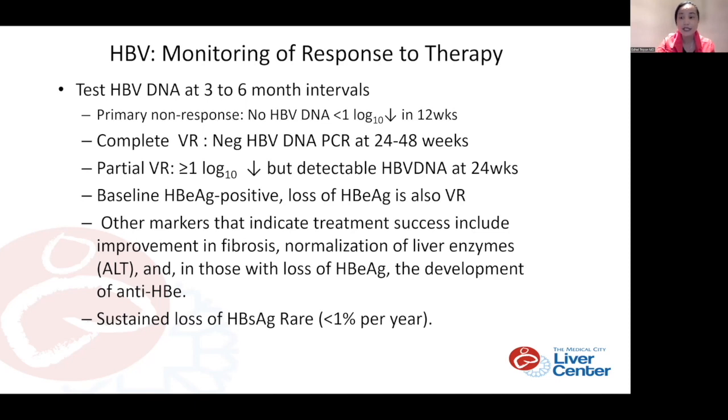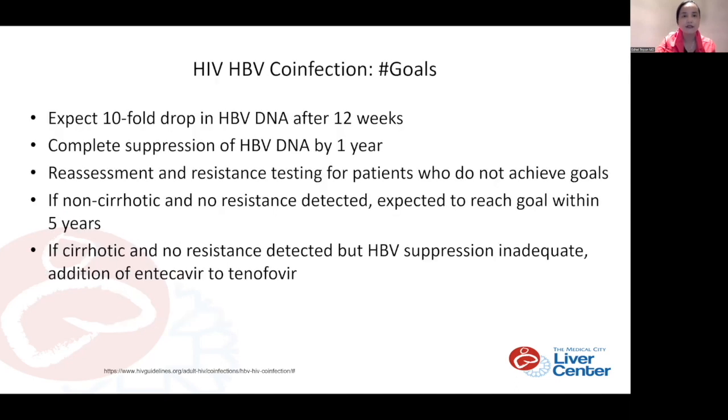The holy grail of treatment of hepatitis B is S antigen loss, and that is quite rare at less than 1% per year. So what are the goals? At least this: expecting a tenfold drop in your DNA in at least 3 months, complete suppression of DNA in 1 year. Reassessment and resistance testing for patients should be considered when you do not achieve these goals.